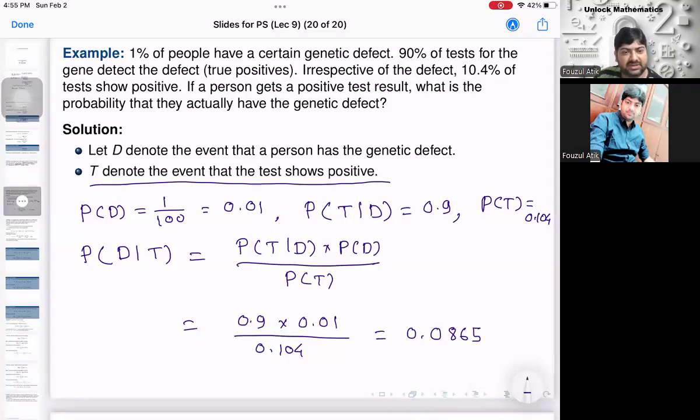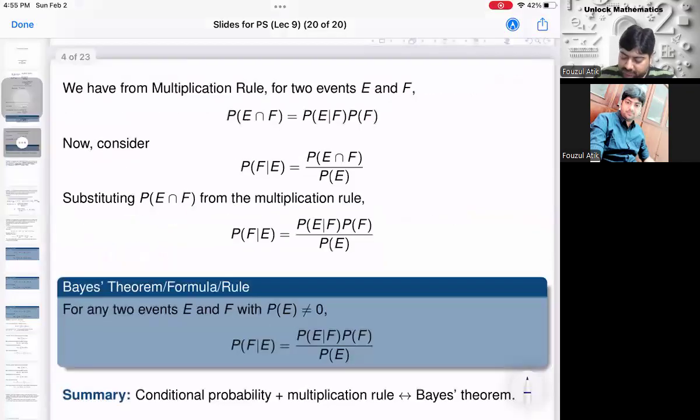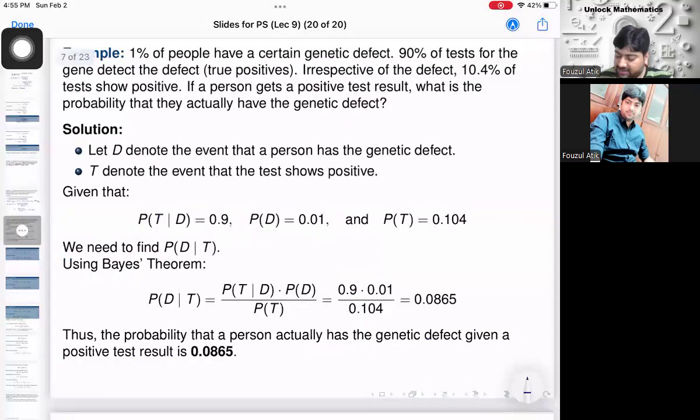So if a person gets a positive result, what is the probability that they actually have the genetic defect? It is 0.0865. Clear? Okay. So yes, this is the answer. We have already discussed this one.